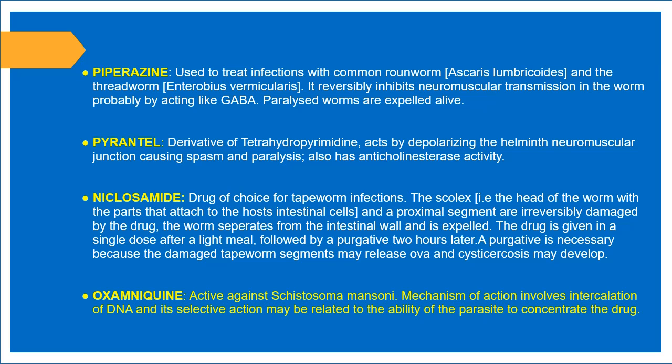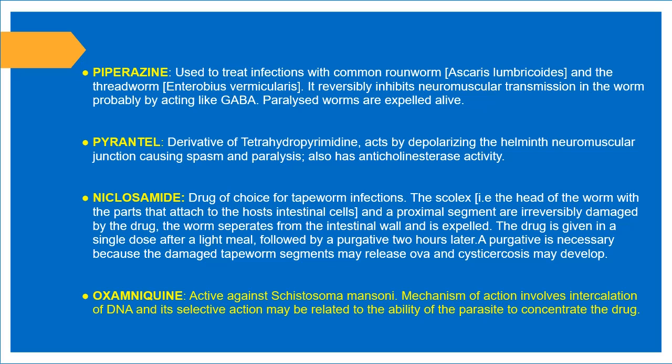The next drug, niclosamide, is basically a drug of choice for tapeworm infections, which has largely been superseded by praziquantel. In this case, the scolex, which is called the head of the worm, with parts that attach to the host intestinal cells, and the proximal segment are irreversibly damaged by the drug. So what happens is the worm separates from the intestinal wall and is expelled. So neither the larvae nor the ova are affected.